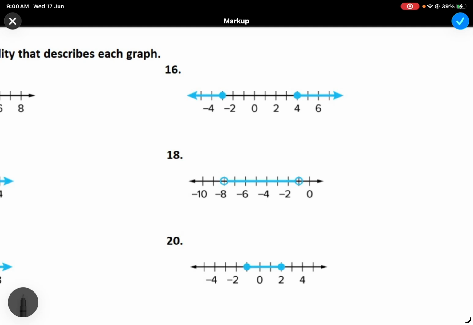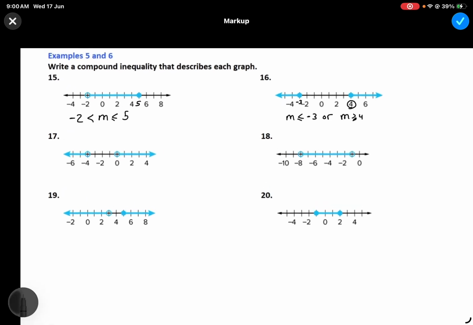For question 16, the closed circle is at -3 and the other closed circle is at 4. Which just means the answer is m is less than or equal to -3, or, because it can be any one of them, m is greater than or equal to 4. That's our answer for question 16.